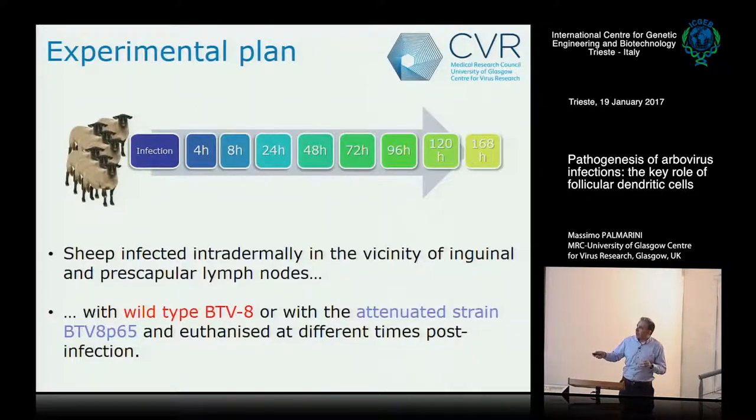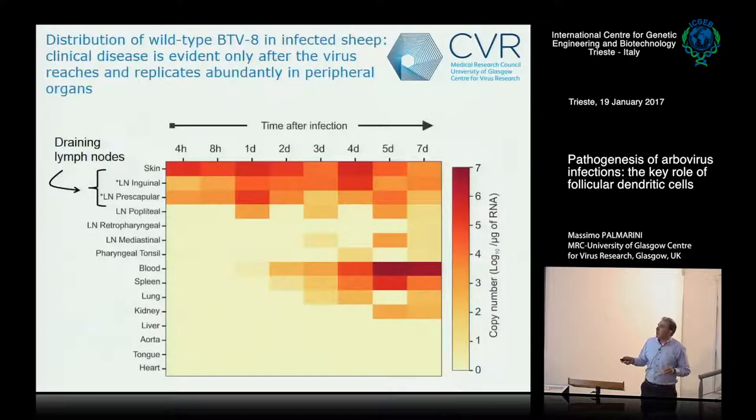Animals were infected intradermally in the vicinity of the inguinal and prescapular lymph nodes with wild-type BTB8 or with an attenuated strain. So now I'm going to focus only on the wild-type virus. And this is the first thing, just to give you an idea.